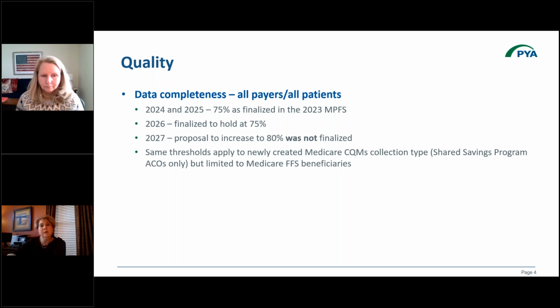So these thresholds will apply for all eligible clinicians in the quality quadrant, including the newly created Medicare CQM collection type, and that's related to the Shared Savings Programs, ACOs, which Martie will dig into a little bit more when she presents shortly. But for those programs, the population is limited to traditional Medicare fee-for-service beneficiaries. For everybody else, it doesn't matter what payer the patient is associated with. It's all payers and all patients, and 75% of the data is required for successful reporting.